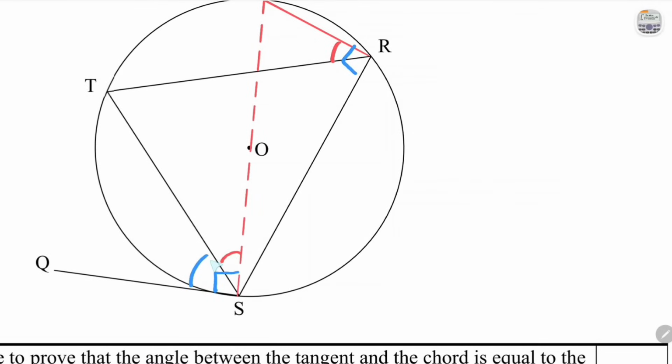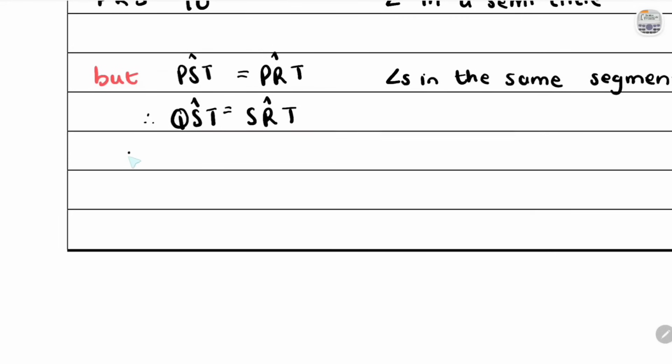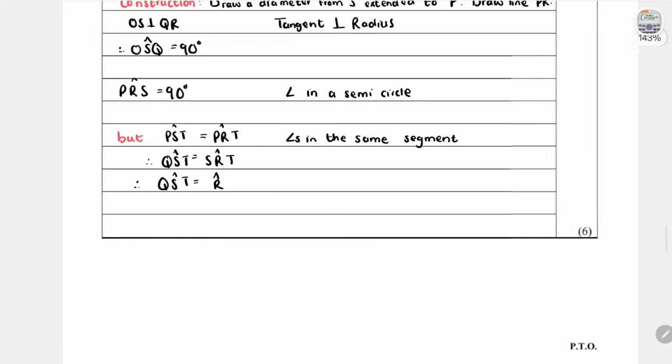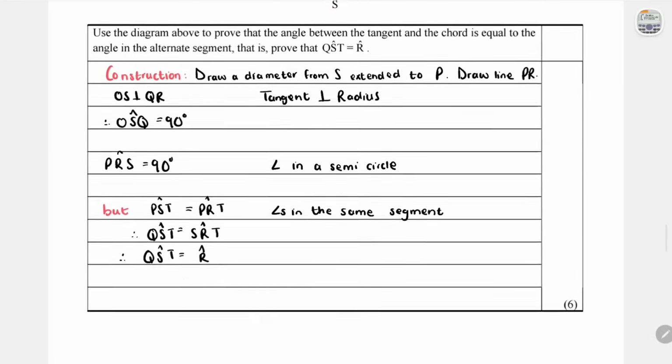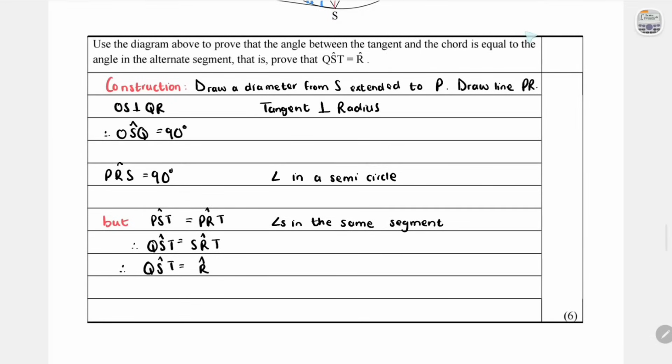So we can say angle QST, because that's what they called it, is equal to this angle R, or really angle SRT, and that is a conclusion. So that is really just angle QST is equal to angle R as they asked us to prove. And that is the proof of this theorem.